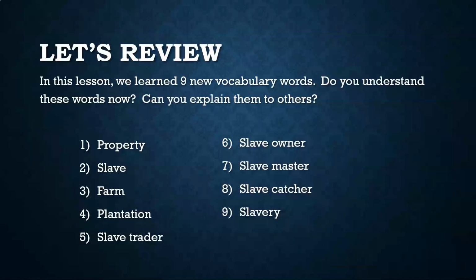So in this lesson, we have learned 9 new vocabulary words. Do you understand these words now? And can you explain them to others? If you want, repeat these words after me just to practice the pronunciation. Property, slave, farm, plantation, slave trader, slave owner, slave master, slave catcher, and slavery.